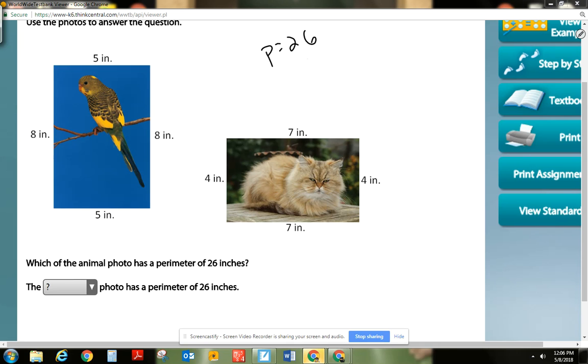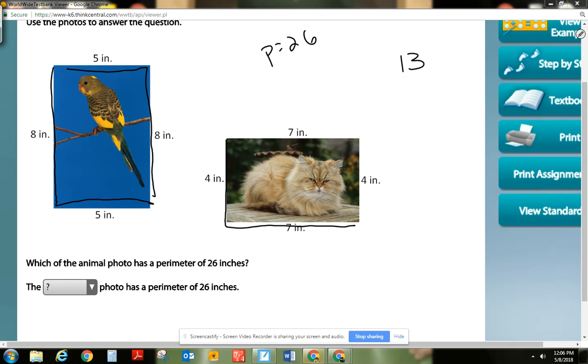All right. Now, since these are rectangles, I know that half is going to be the same as the other half, right? So this is a little bit of a shortcut for you kids. And if you don't like using the shortcut, you can just add all the way around. So I'm going to show you my shortcut. Since I know I can find half of a rectangle, it would be half of this perimeter. Half of 26 is 13.